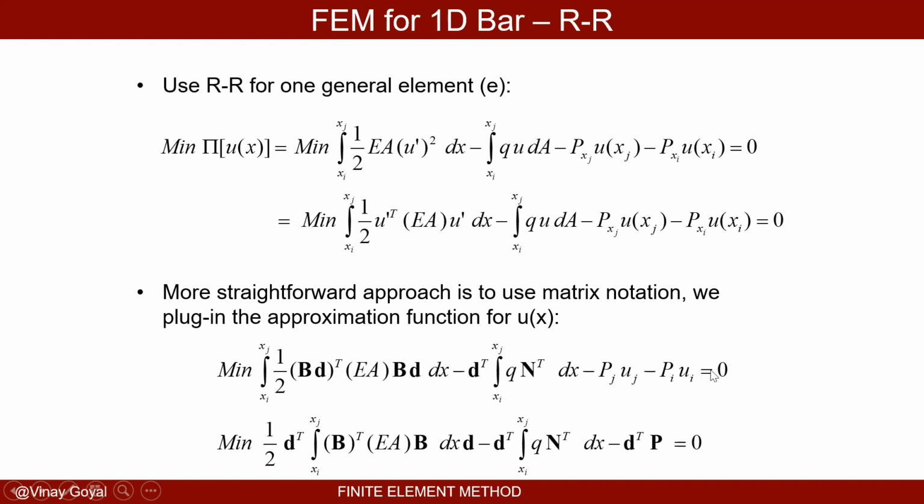And then I have this, but this can be written as d bold transpose times p bold, since d bold contains ui and uj, and p bold contains pi and pj. So this is correct. That's also called the dot product of two vectors. That's really what we have there in this expression.